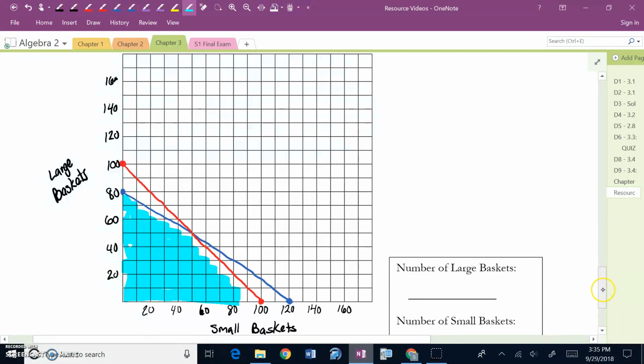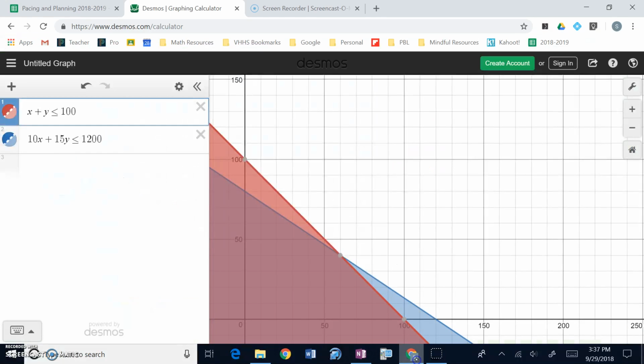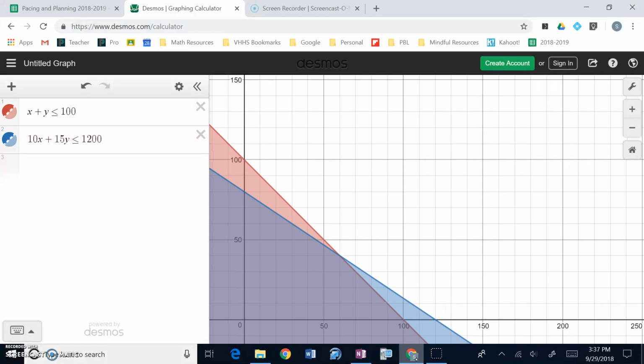So the last part is going to be identifying all of our ordered pairs that represent the borders here. So in orange here I've highlighted the vertices of this overlapping region, our feasible region. And there are 4 of them: 0, 80; 0, 0; 60, 40; and 100, 0. That's going to represent where we can minimize and or maximize this function. And if we want to confirm that that's where it is, again, we can use Desmos to confirm that. 60, 40; 0, 80; 100, 0; and we know the origin is going to be our fourth vertex.